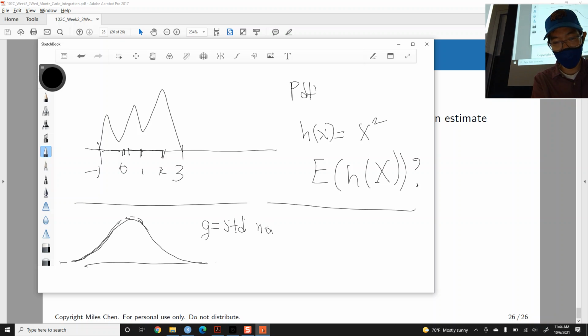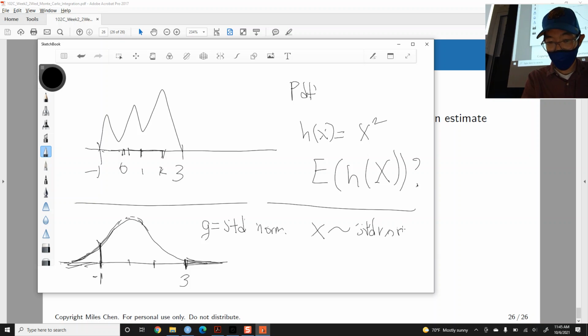It's probably not good to do this, right? But standard normal can generate any value from -1 to 3. Okay, 3 would technically be all the way out here. So we're going to generate values from the standard normal. Sometimes we get values like 3.2, sometimes we get values like -2, okay? That's fine. So we just generate some samples of x drawn from standard normal.